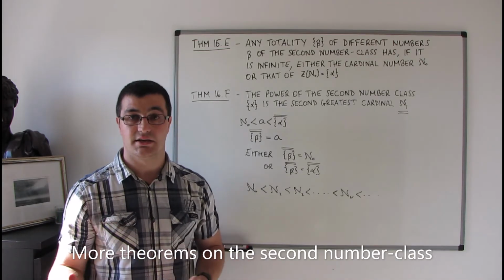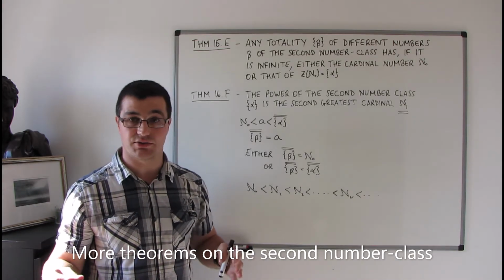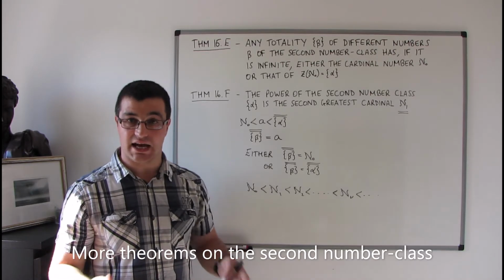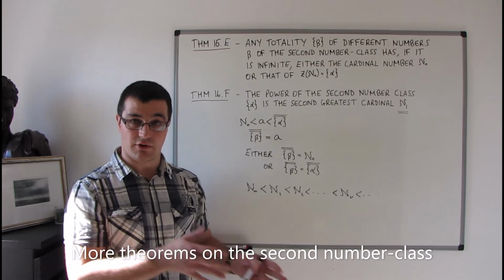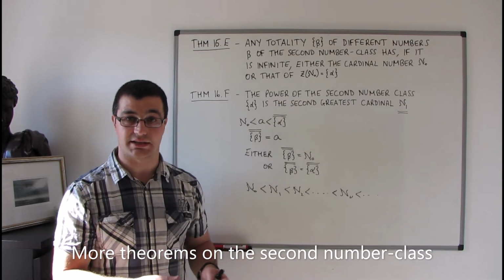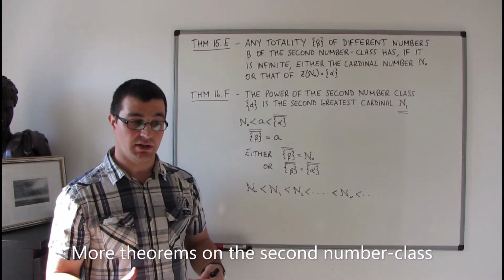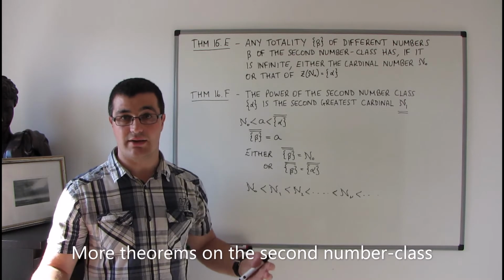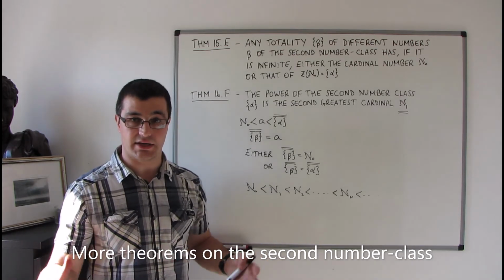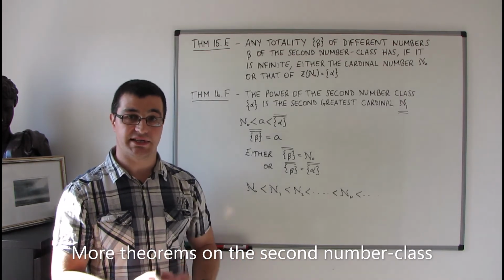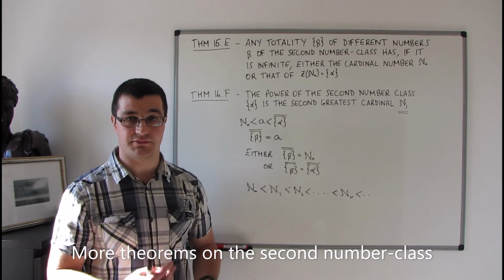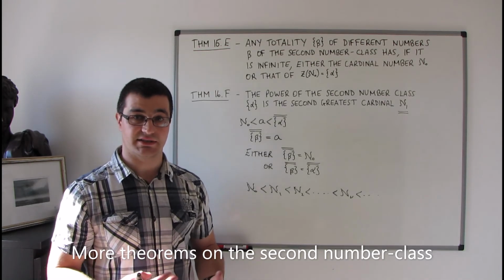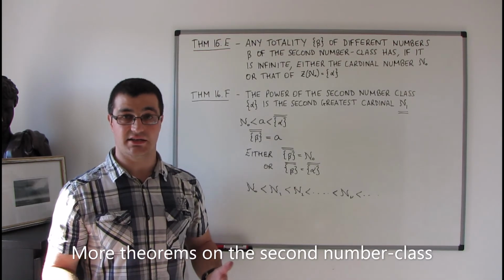The next part of Cantor's work really concentrates on specific types of number from the second number class. So rather than looking at numbers of the second number class in general, and just talking about general numbers in there or the aggregate itself, we're going to pick out particular types, forms of numbers in there, and investigate some of their properties. So that's the end of this video.